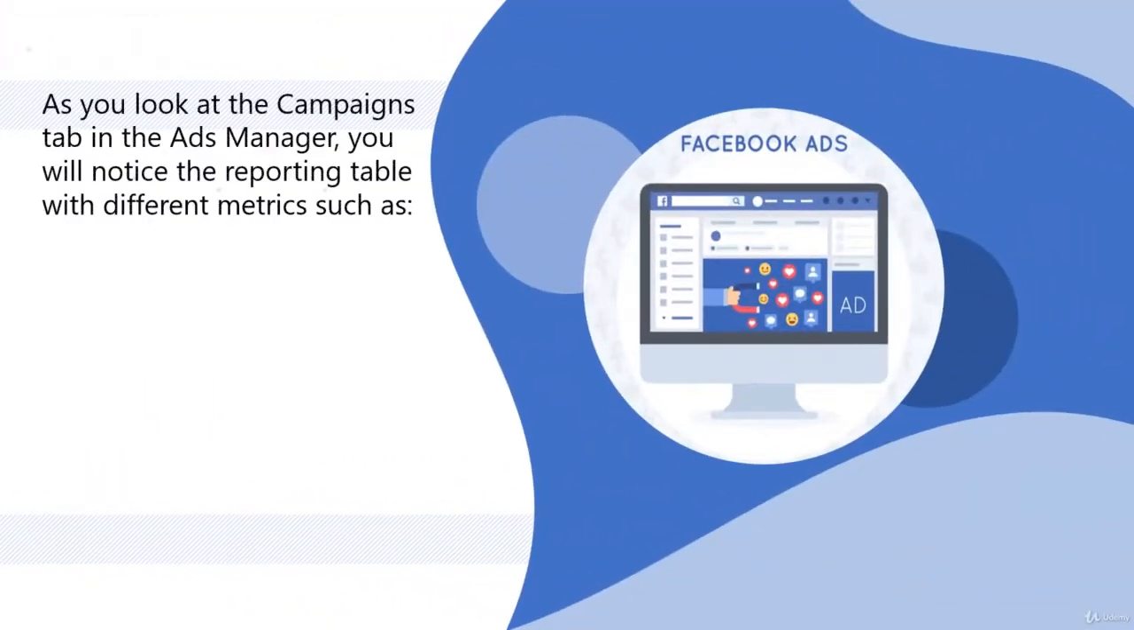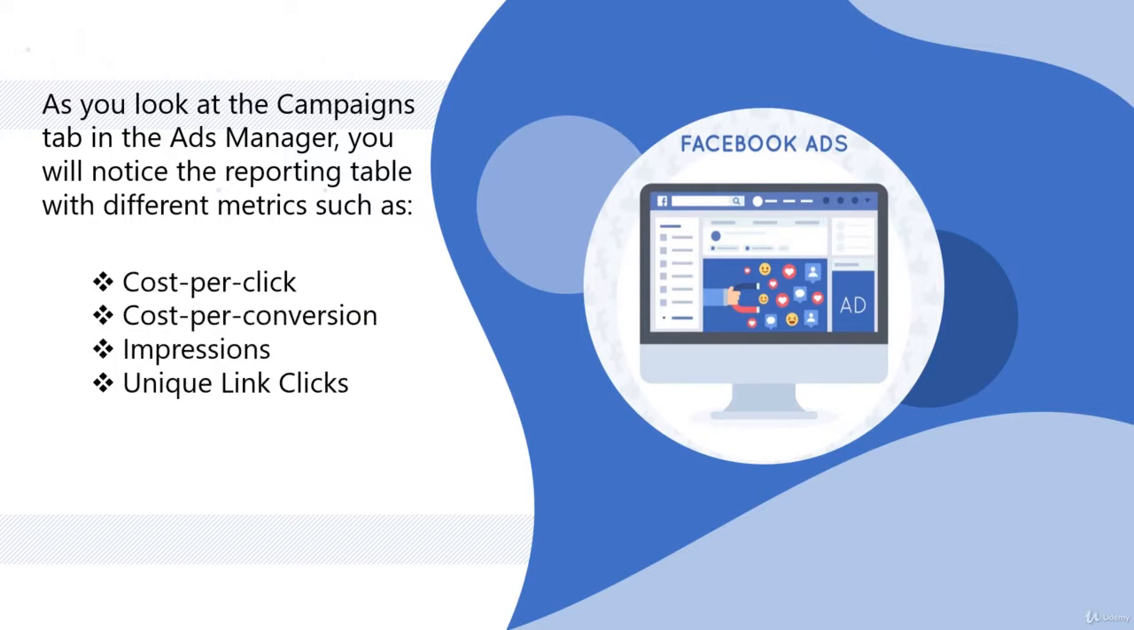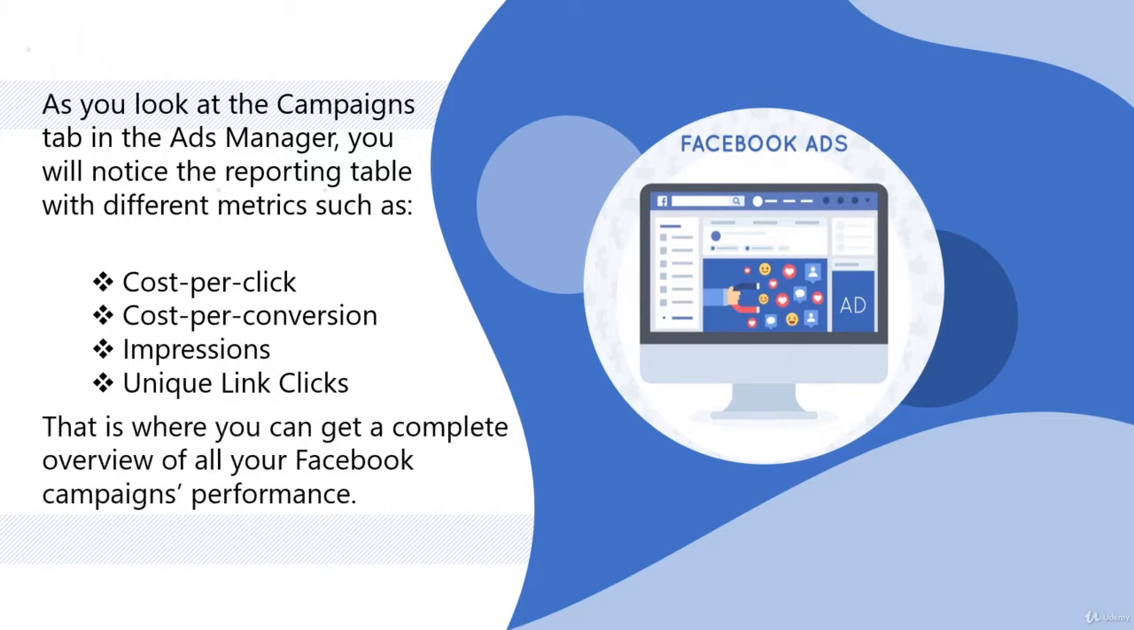As you look at the Campaigns tab in the Ads Manager, you will notice the reporting table with different metrics such as cost per click, cost per conversion, impressions, unique link clicks. That is where you can get a complete overview of all your Facebook campaigns' performance.